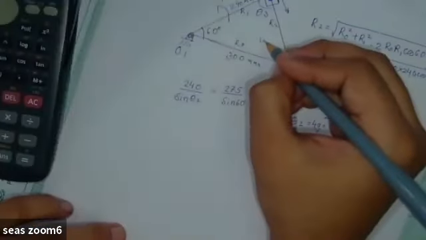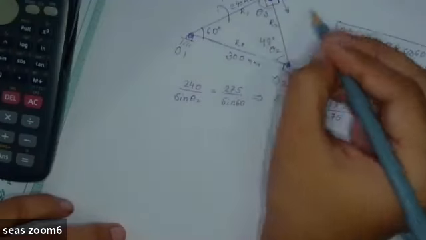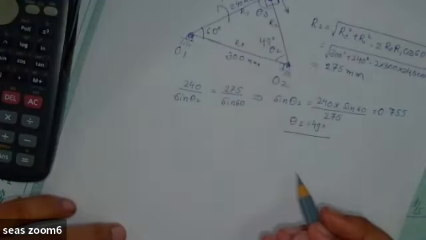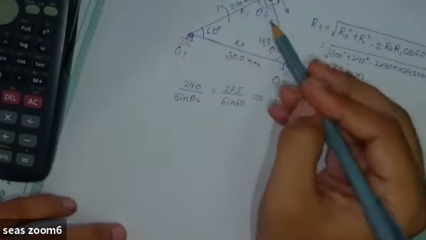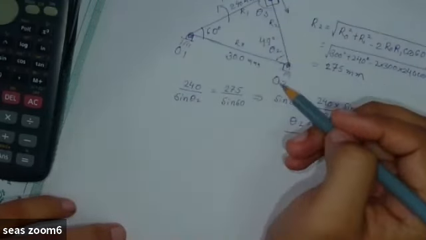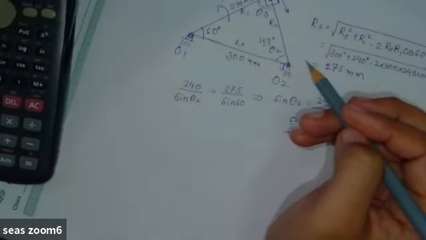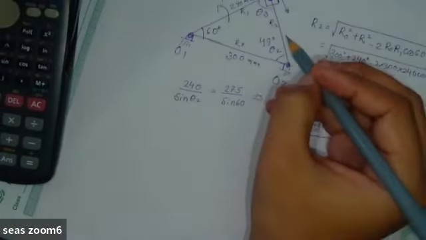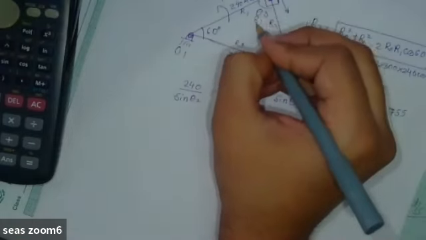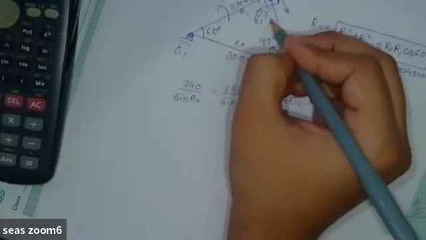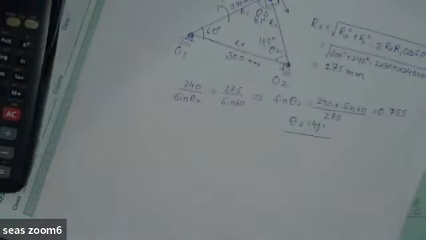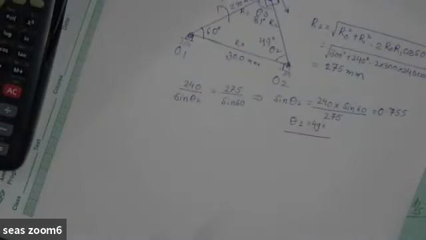So now we know that this is 49 degrees. Theta 3 will become 180 minus 60 plus 49, which is 81 degrees, correct? So now we know all the angles, and we can proceed for velocity analysis.